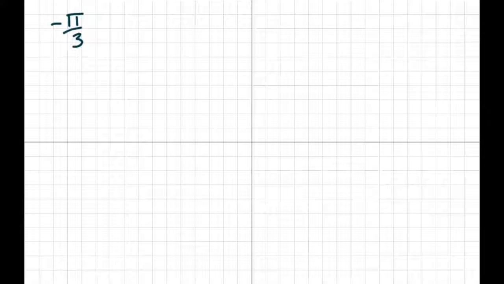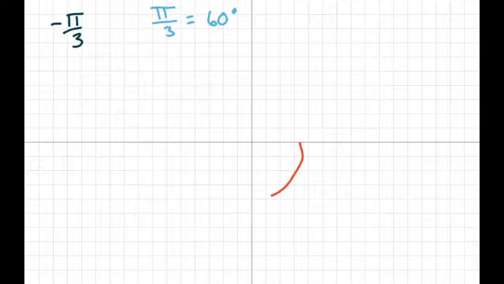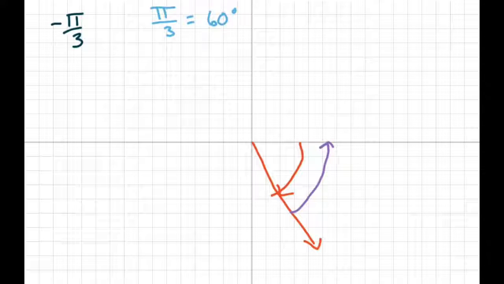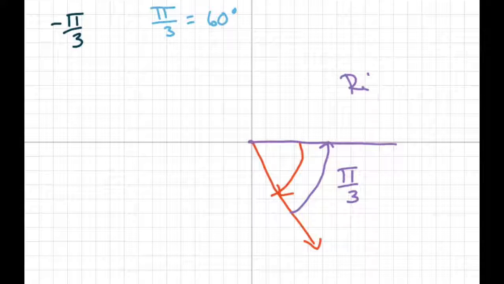And the next one is negative pi over 3. So just remember, pi over 3 equals 60 degrees. All right, so we're going to go down 60 degrees, or pi over 3, and we're in quadrant 4. All right, that's going that way. However, when you draw back up to the x-axis, that's the terminal side, that's going to be exactly pi over 3. So basically, the reference angle is pi over 3.